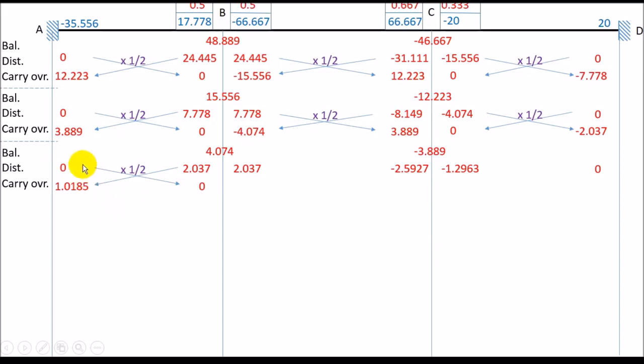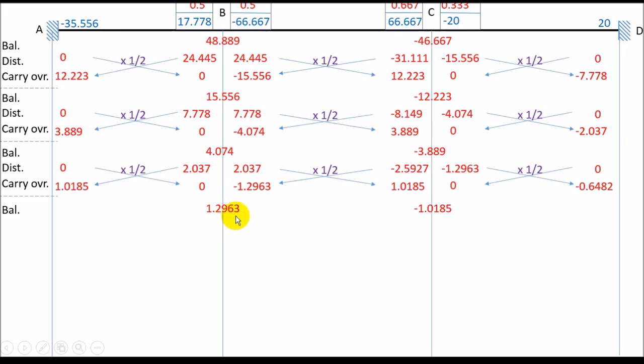So carry over meaning this becomes 0, this becomes 1.0185, this becomes 1.0185, this is minus 1.2963, this is minus 0.6482, and this is 0. Third iteration. Fourth iteration, again I will balance this, that is, the beam will produce a clockwise moment of 1.2963 to balance the anti-clockwise moment. Here it will produce an anti-clockwise moment of minus 1.0185.